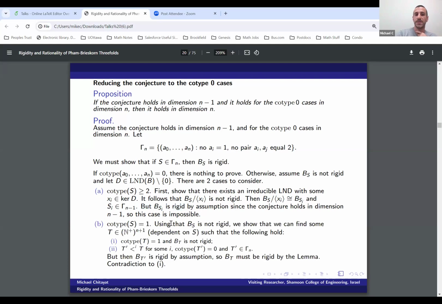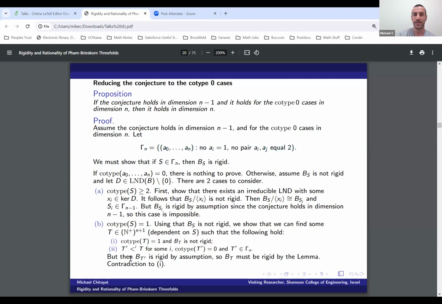The other case to consider is the case where the cotype is 1. Using that our Pham-Brieskorn ring is not rigid, we show that we can find some other tuple, T, which depends on the original one, such that the following two conditions hold. The cotype is still 1, and the Pham-Brieskorn ring BT is also not rigid. And there exists some T prime, which is less than T, such that the cotype of T prime is 0, and T prime is also an element of gamma n.